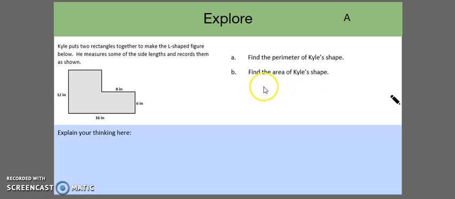So here, pause the video, think about what we have talked about, how to find missing information, and how to find the area. We showed you two different ways. Again, pause the video, and we're going to resume on the next slide.